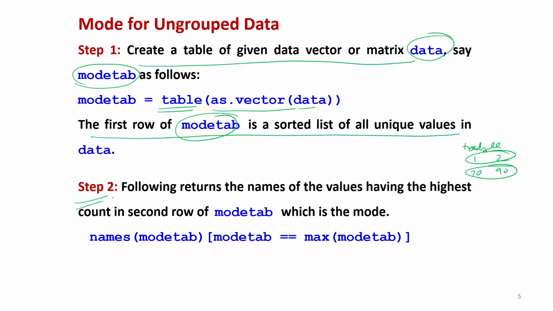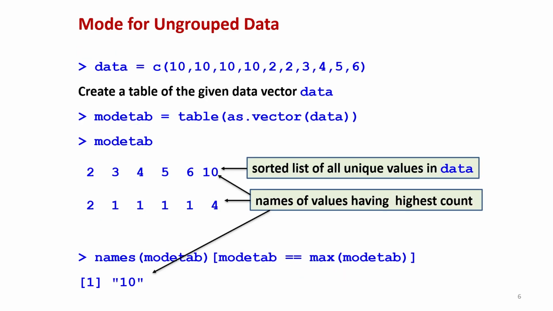Then in step 2, we use the command to find the maximum value of the mode tab data, and we try to see whether it is equal to the mode tab. This is the logical equality sign. And then I will try to find the names of the tab data where the mode tab data is logically equal to the maximum value of the mode tab data. So what does this actually mean? I will show you with an example, then it will become very simple and clear.